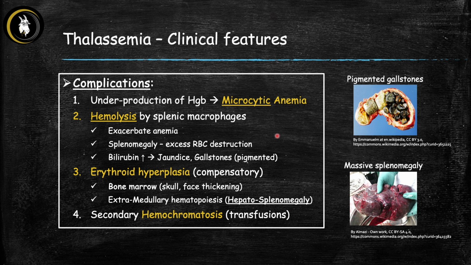And then the final complication is actually iatrogenic, meaning it's caused by the medical treatment of thalassemia. So most patients with severe thalassemia are going to require frequent red blood cell transfusions. And since these red blood cells also contain iron, these patients are going to end up developing iron overload secondary to the blood transfusions. This is known as secondary hemochromatosis. And this is a problem because this excess iron can deposit in different organs like the liver, heart, skin, and pancreas and become toxic.